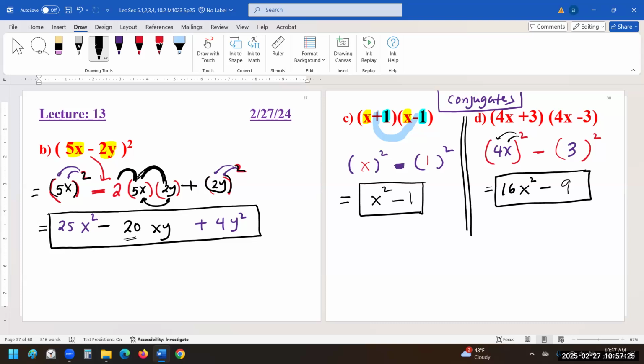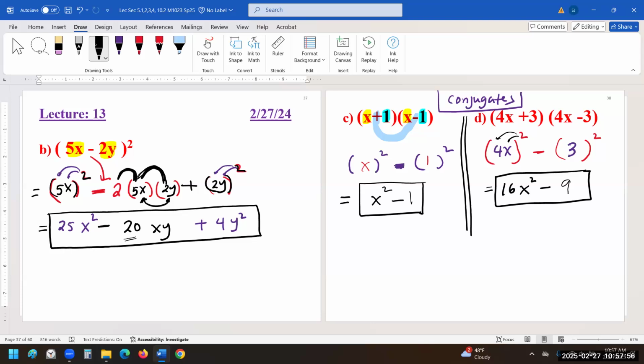Yes, you can use FOIL, but why waste your time when you know a shortcut? In the exam, you don't have much time, especially in the final exam. You have 30 questions, only 2 hours. So you should learn all the shortcuts possible. Always minus. Any other questions?